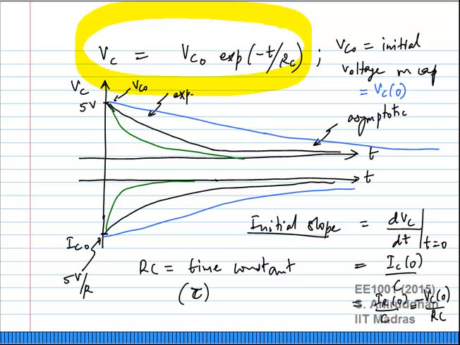If you have a very very large RC, you'll get a behavior which looks something like this. The exponential will take a long time to decay. Obviously the exponential is bound on two ends. At t equal to 0, it has to have the initial voltage across the capacitor. At t equal to infinity, it has zero voltage, right?